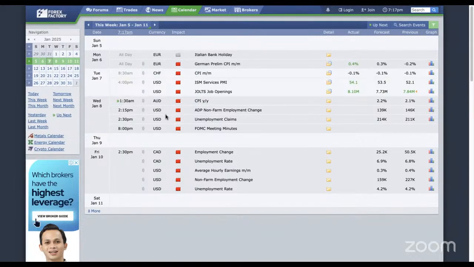Tomorrow we are expecting USD to move. There's a lot of movement on the USD tomorrow, so we are going to look for where we are going to trade the USD if the analysis is in favor of the USD. Tomorrow we are going to look for where to trade the USD.